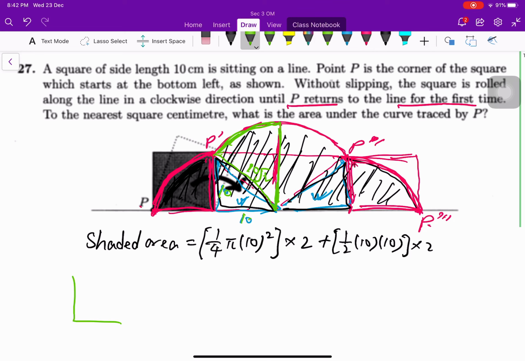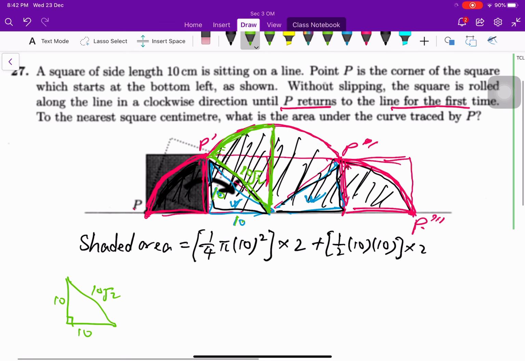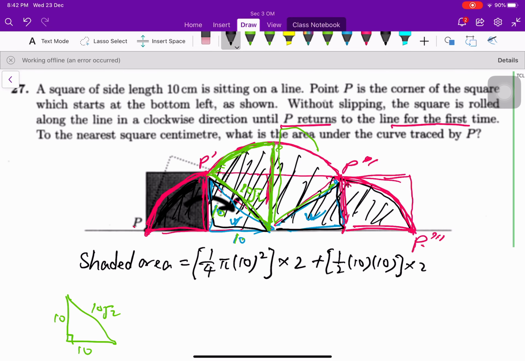Because can you see that this is 10, this is 10. Isn't this 10 square root 2 by Pythagoras theorem? Therefore, the radius of this sector is 10 square root 2. And you have one of these, and you have another one here, another one here, right?